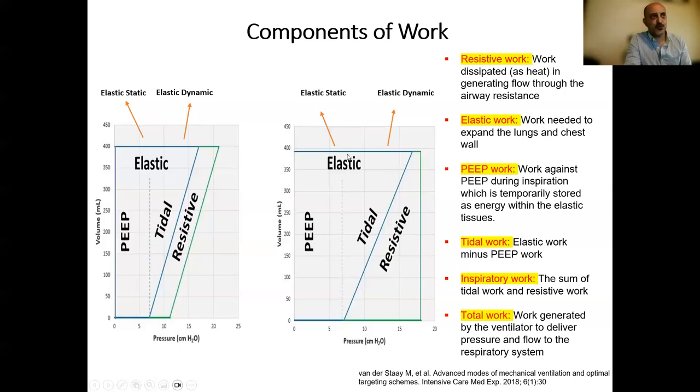Again, same in pressure control. In blue is the elastic, PEEP, tidal work, and resistive work. So what does that mean? Resistive work, the one on the right, is just the work dissipated as heat to generate the flow through the airway resistance. So it's just the work to get the tidal volume through the airways. Now, the elastic work is the work needed to expand both the chest wall and the lungs. And you can further divide it, as we talked about, into PEEP work and tidal work.